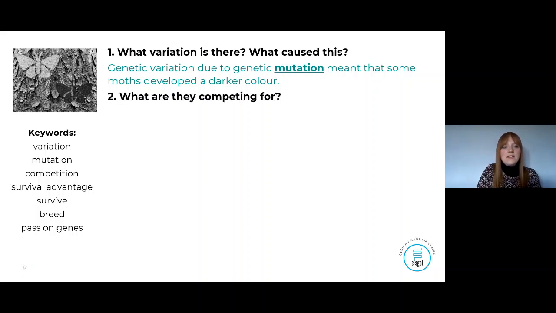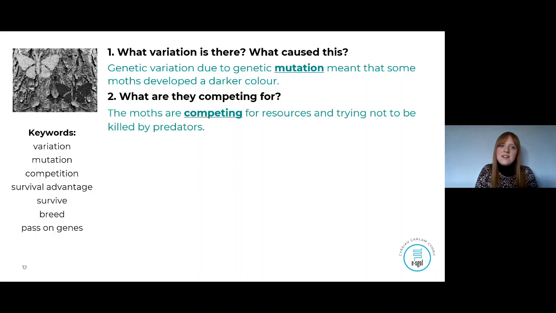Second question then, what are they competing for? Now, difficult one this, all organisms compete for something. Competition is one of the topics that you've got to learn for the very first biology topic. In this example, yes, they're going to be competing for resources, but the main thing is that they don't want to be killed by predators. So they've got to be able to camouflage.